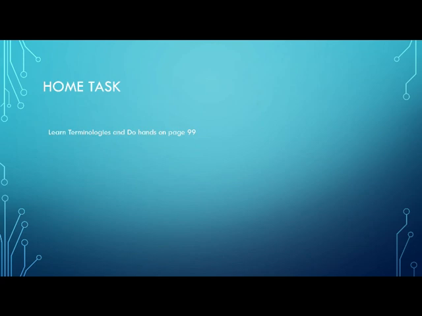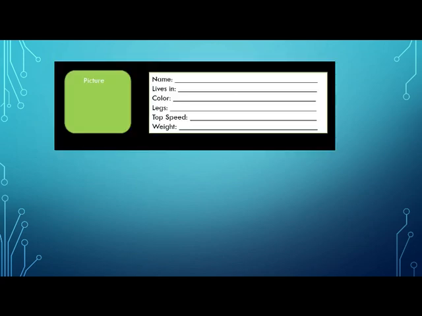You have to collect the three of your favorite animals. Compare your card with the animal cards of your classmates. You will insert the pictures. You will insert the name, where they live, what the color is, how many legs they have, what their top speed is, the speed they can run, and what the weight is.